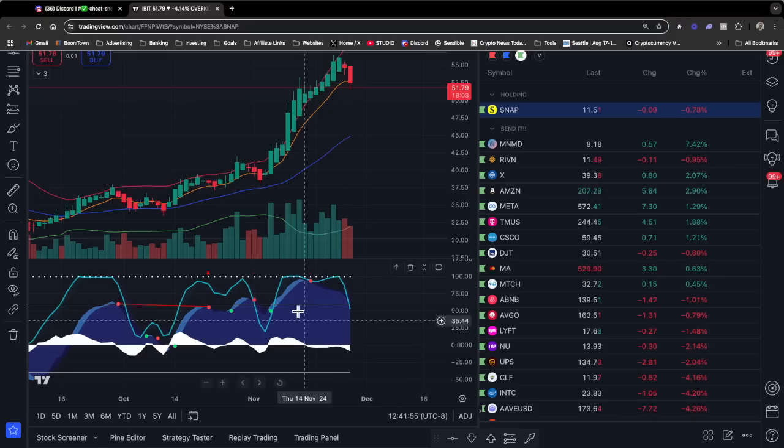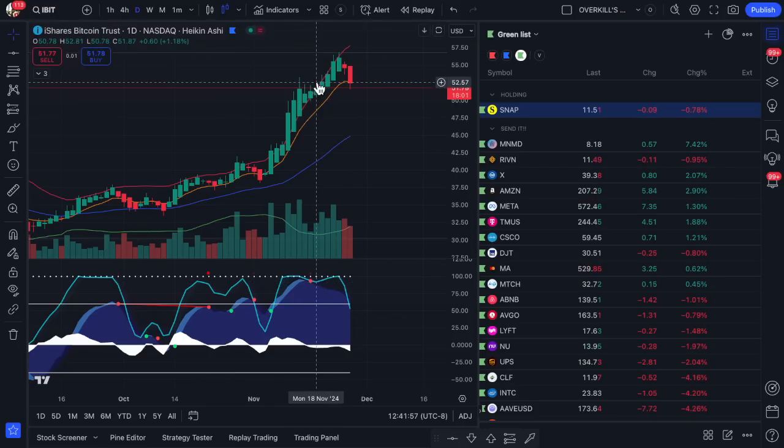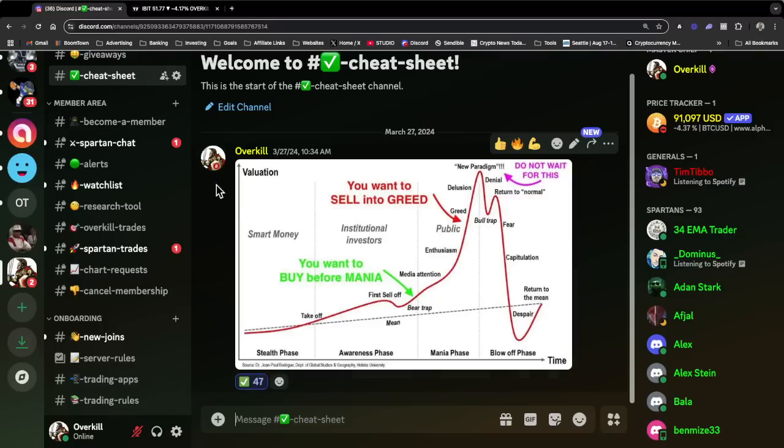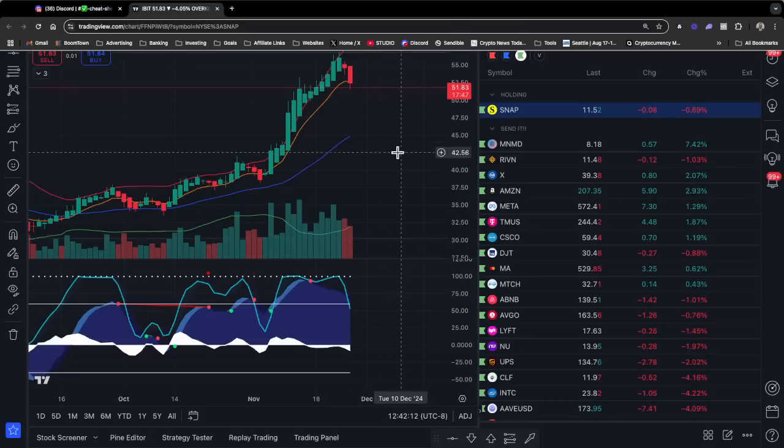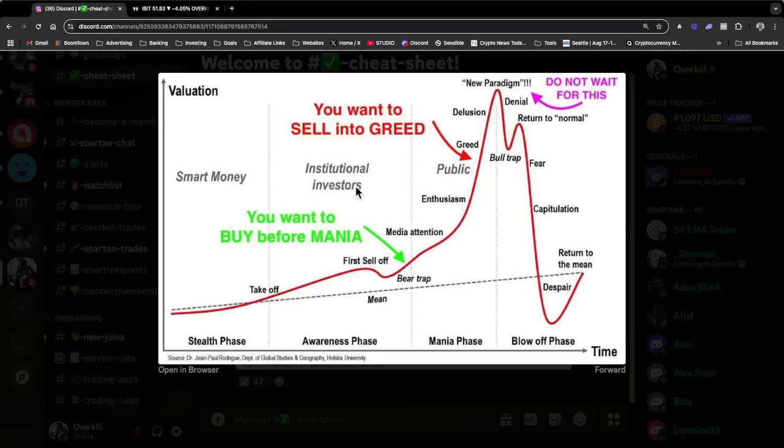But I would have been taking profits again right here around 52, which is actually right where it's sitting. It had a little bit more juice in it right there. But again, our goal is not to time the exact top. It's to get out around it. We want to sell into the greed, into the delusion. That's the goal. So watch for IBIT to sell off to 45.